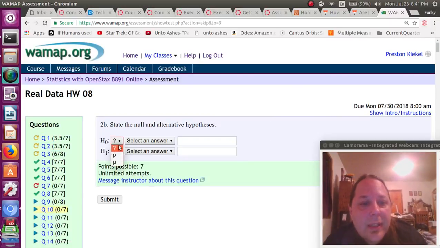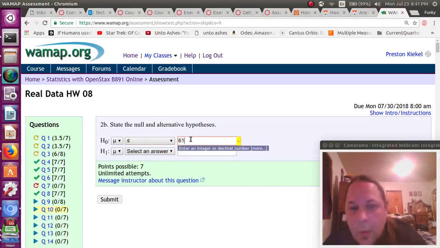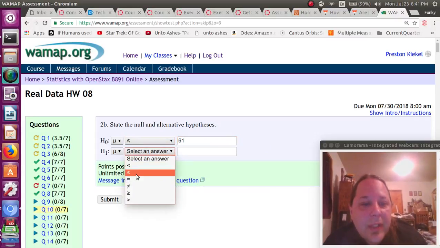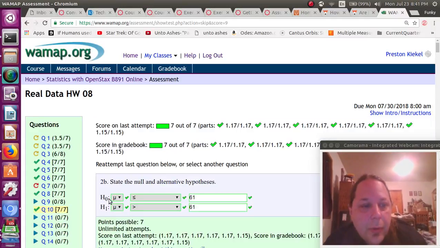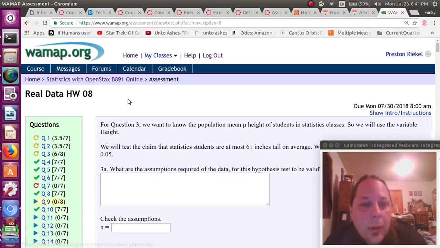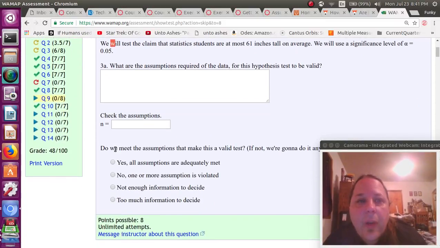So H0 is that mu is at most, which means less than or equal to, 61. The alternative is that it is greater than 61. Okay, that's the null and alternative hypothesis. I want to test the claim that that is true. I want to use alpha equals 0.05.